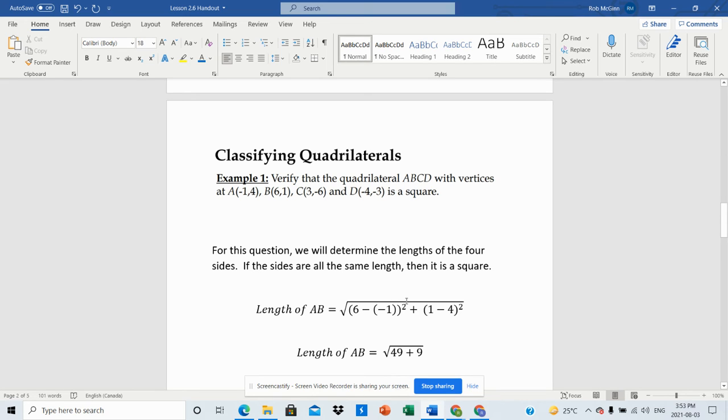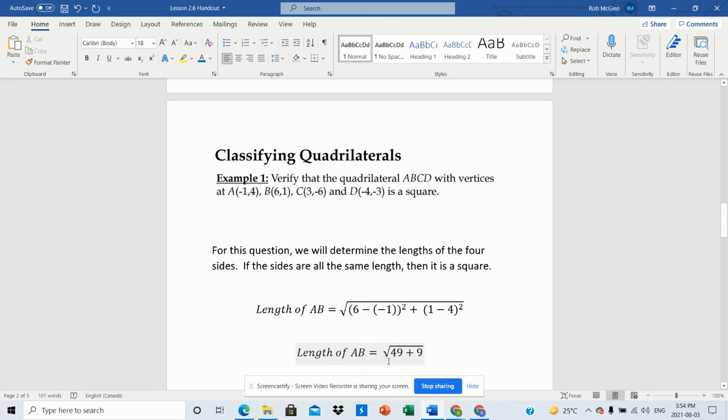1 minus 4 squared. So 6 minus minus 1 is positive 7. And when we square that, we're going to get 49. In our y's, we've got 1 minus 4 squared. So that's going to be minus 3 squared. Remember, when you square a negative number, it will become positive. It's the same thing as negative 3 times negative 3. So it'll be positive 9.